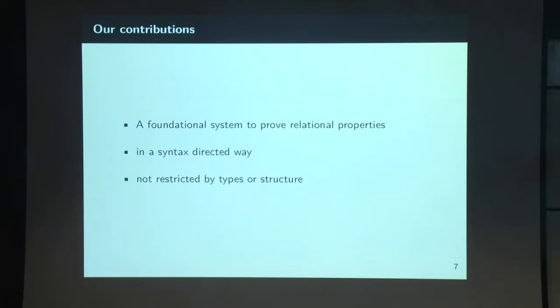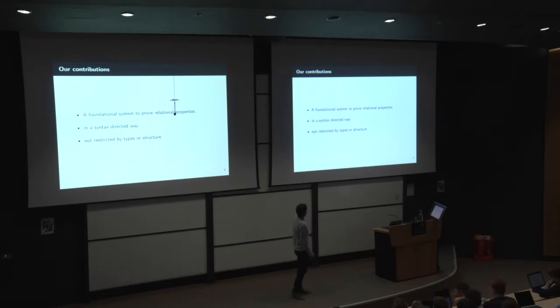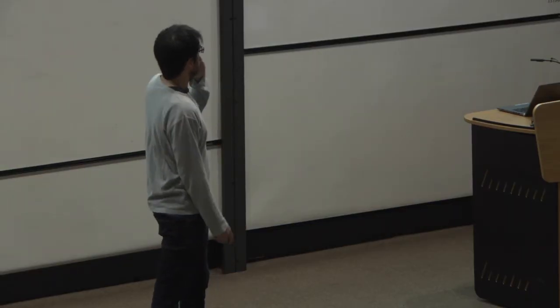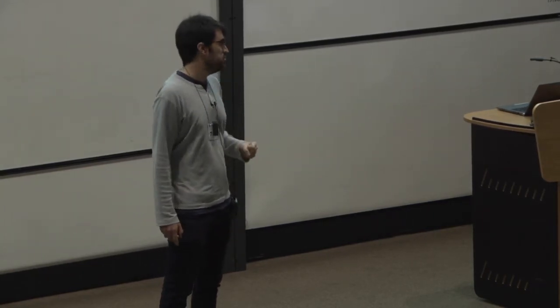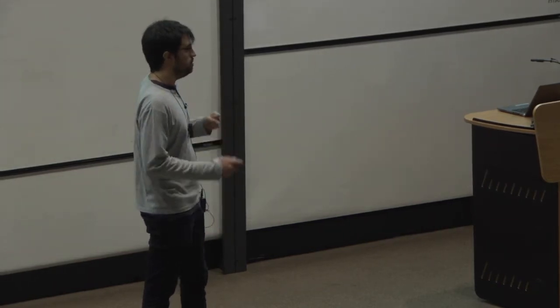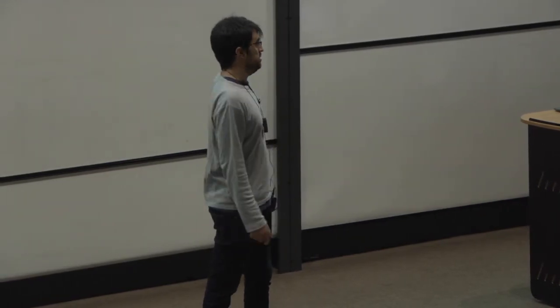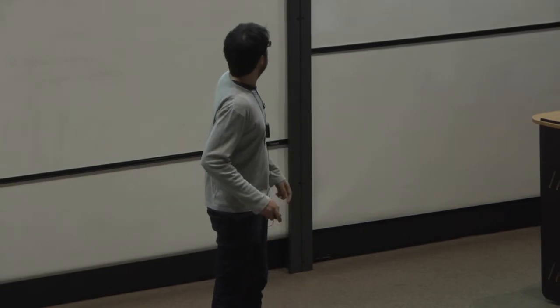What were our goals, and what do I want to convince you that we achieved? We want to have a foundational system to prove relational properties, and this is appropriate to this session, which is foundations of higher order programs. We want to keep syntax directedness. We like this because we think that it's the best way to reason about relations. But we don't have to be restricted by the types. We want to be able to relate terms with different types and with different structures as well.